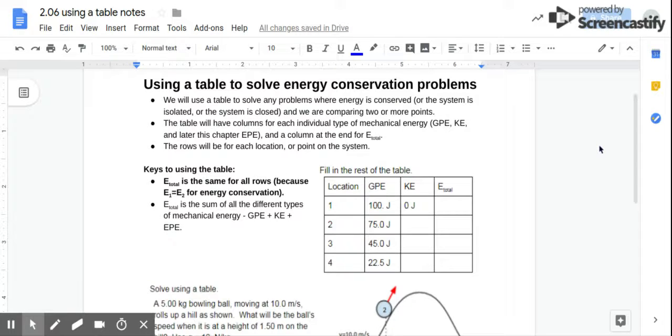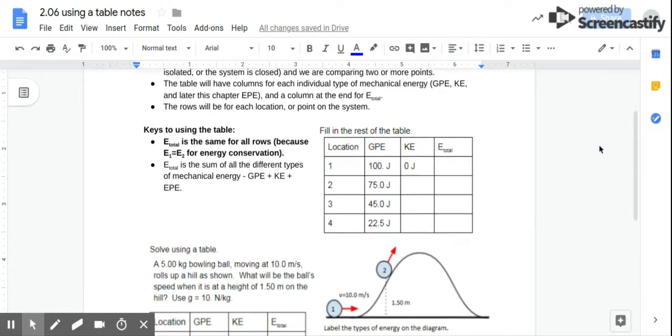Hi guys, so now we're going to talk about using a table to solve energy conservation problems. We haven't learned about EPE yet, but we do know about GPE and KE, and we're getting real numbers for those right now. So we're going to use just GPE and KE, and we'll do EPE next week.